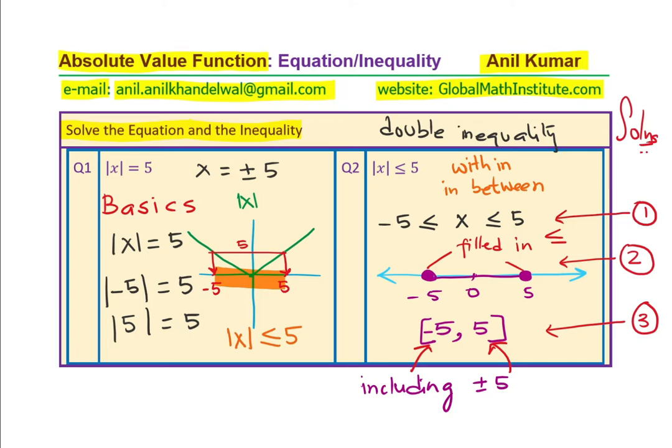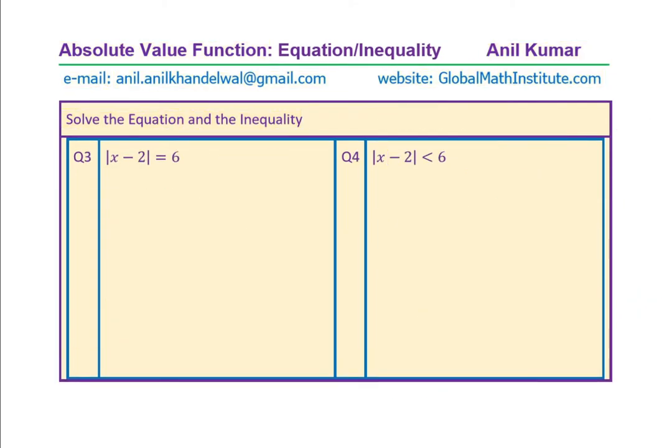So let's begin with this third question and the fourth question now. I hope the basic concept is clear. So let's first solve the equation |x - 2| = 6. Now what we have learned just now is that |x - 2| = 6 actually gives rise to two equations.